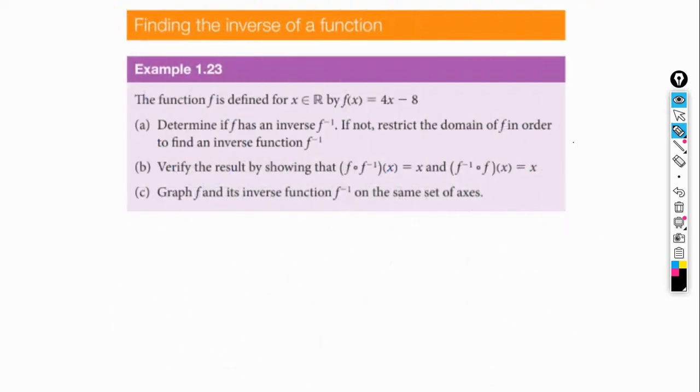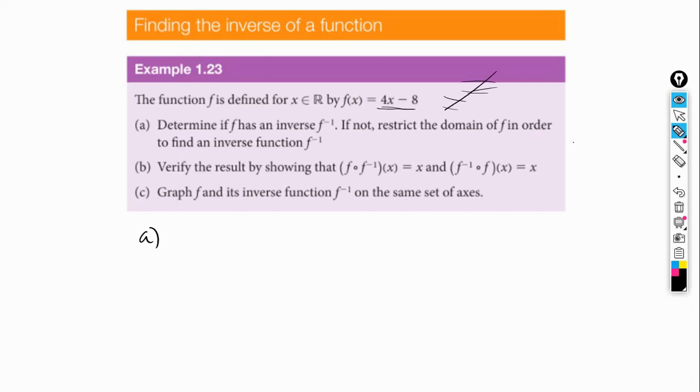Okay, so here we are on finding the inverse of a function, example 1.23. It says the function f is defined for x belonging to all the reals by f of x equals 4x minus 8. Part A: Determine if f has an inverse. If not, restrict the domain of f in order to find an inverse function. So notice that the domain of this is all real numbers, and because it's a line, it definitely has an inverse. This would pass the horizontal line test anywhere. So this definitely has an inverse. We don't have to restrict the domain. So what would be the inverse?